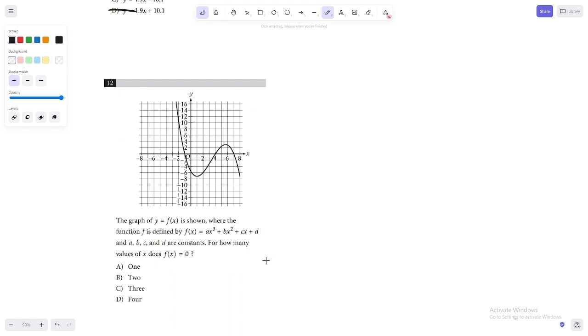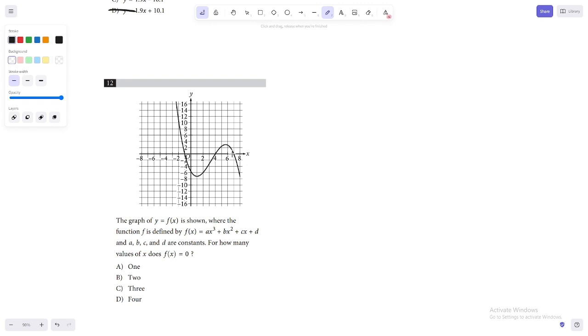Question number 12. The graph of y equal to f of x is shown where the function f is defined by f of x equal to ax cubed plus bx squared plus cx plus d. And a, b, c, and d are constants. For how many values of x does f of x equal to 0?